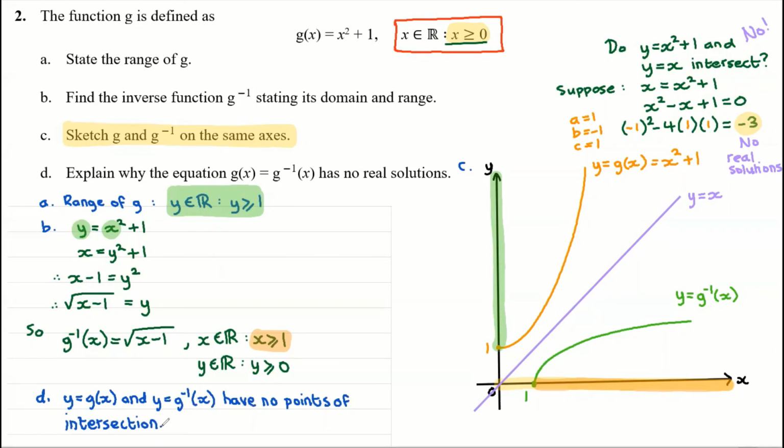Okay, so we've taken quite an in-depth look at inverse functions in these two examples. So please practice this, have a go at the exercises, and yes, so that concludes the lesson.